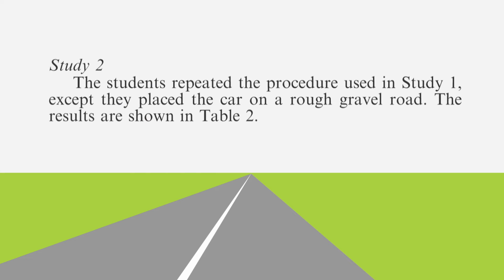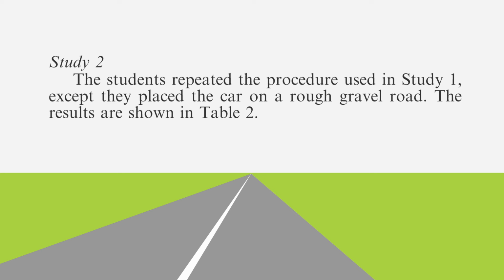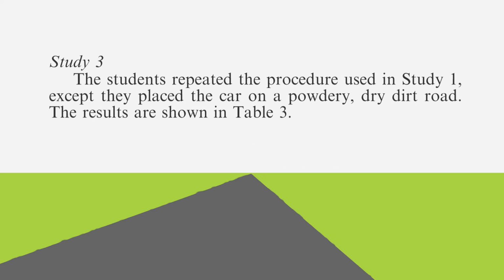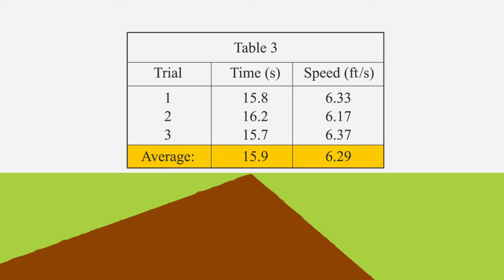In Study 2, the students repeated the procedure used in Study 1, except they placed the car on a rough gravel road. The results are shown in Table 2. We now know that the difference between Studies 1 and 2 is the use of a different road condition. In Study 3, the students repeated the procedure used in Study 1, except they placed the car on a powdery, dry dirt road. The results are shown in Table 3. Once again, we can note the different testing condition for Study 3. This time, the experiment is on a dirt road.